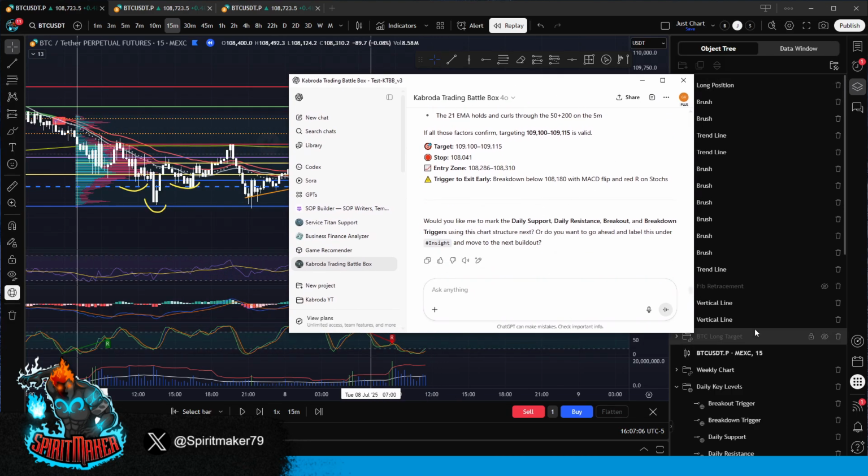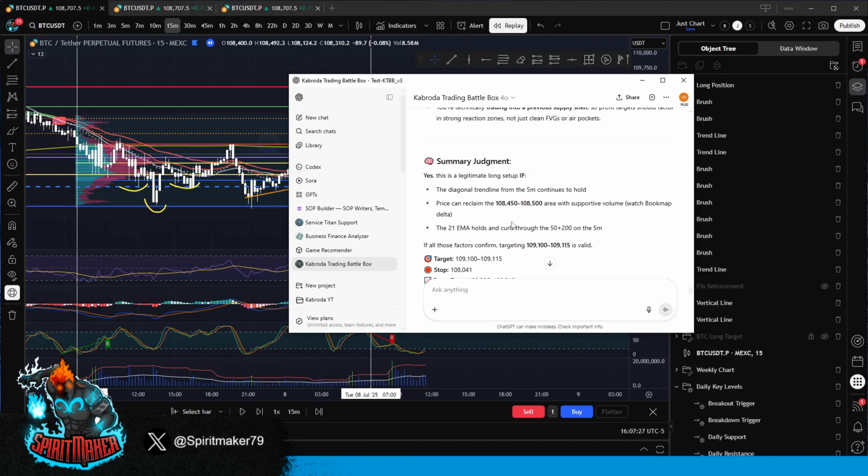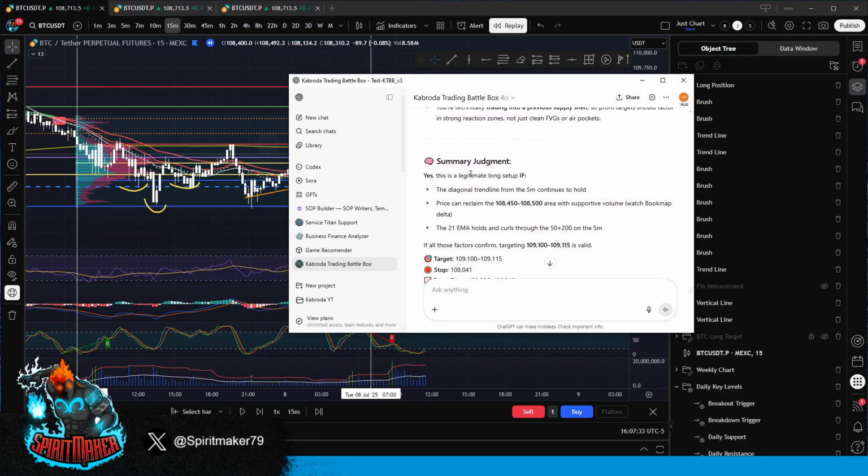So from there, it gives a trigger for an early exit, letting you know some key areas as well. And then it asks, would you like me to mark the daily support, daily resistance, and the breakdown triggers using the structured next? So it's working through another level. Of course, in this case, what we're talking about is really this trade. And then yes, this is a legitimate long setup if, and it tells you what can happen.